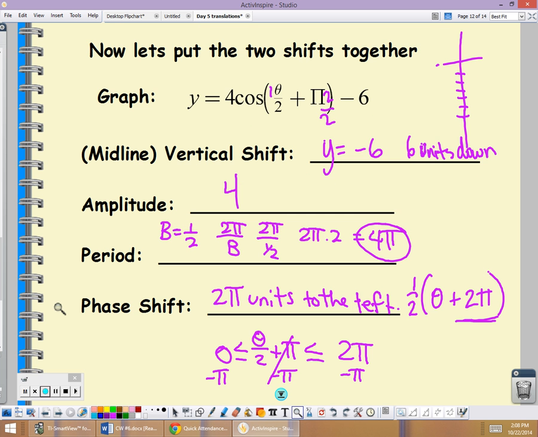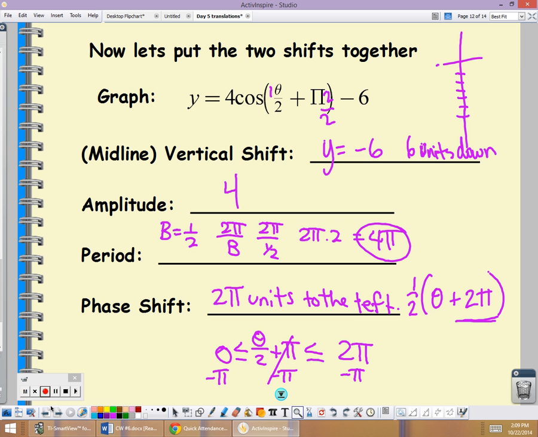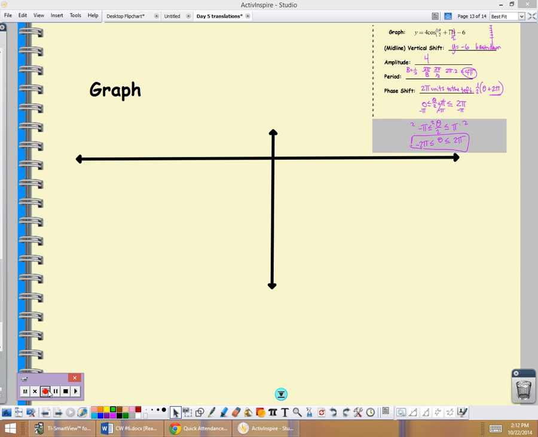All right. I believe that is pretty much it. Okay, so let's go ahead and graph it. I don't have all my information, so I'm going to take a picture of my information. No, I'm not. All right, so we're going to go ahead and graph this.